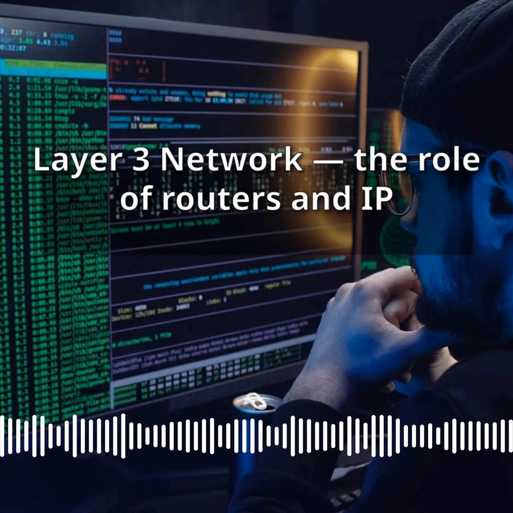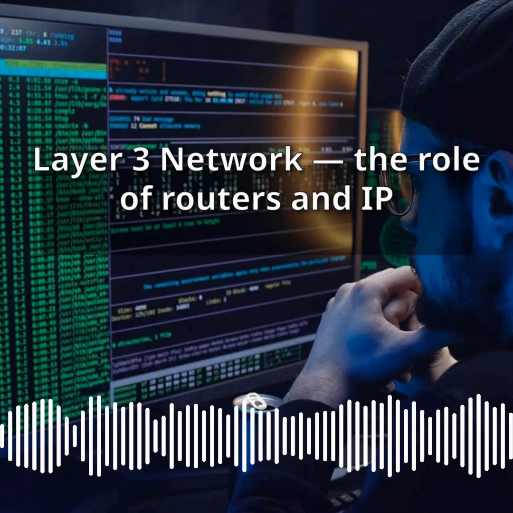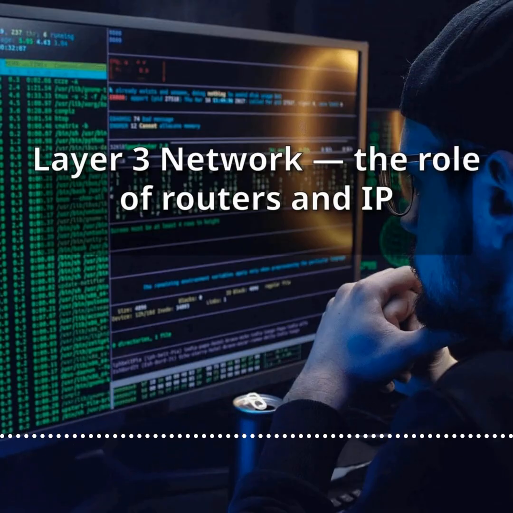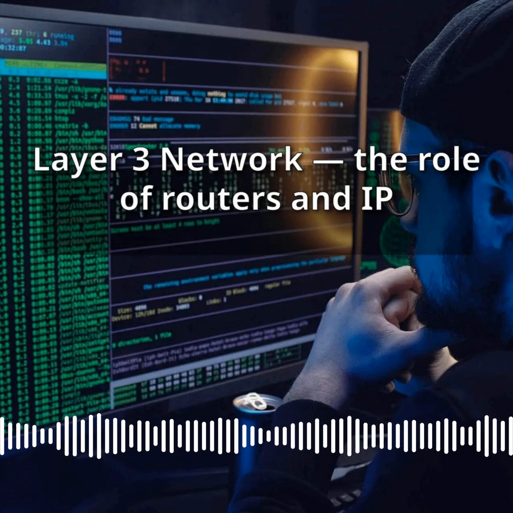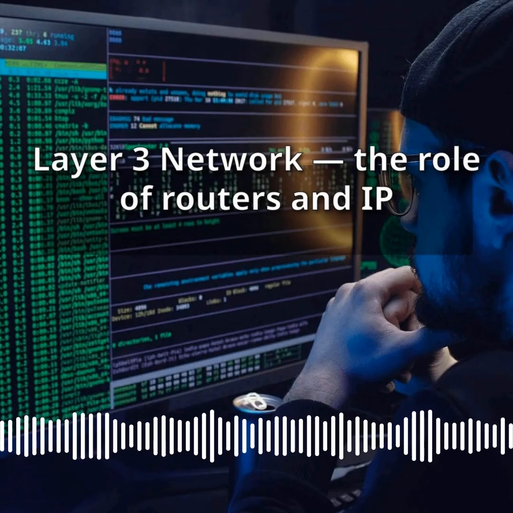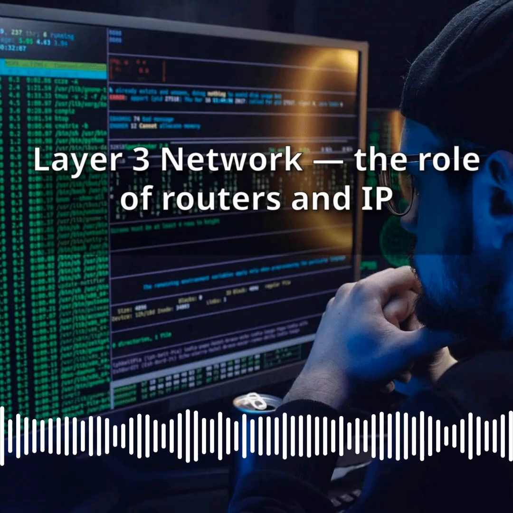A typical starting TTL value is 64 or 128. Protocol, indicates which upper layer protocol is carried in the payload. For example, value 6 means the payload contains a TCP segment, value 17 means UDP. Source IP address, the IP address of the sender. Destination IP address, the IP address of the intended recipient.